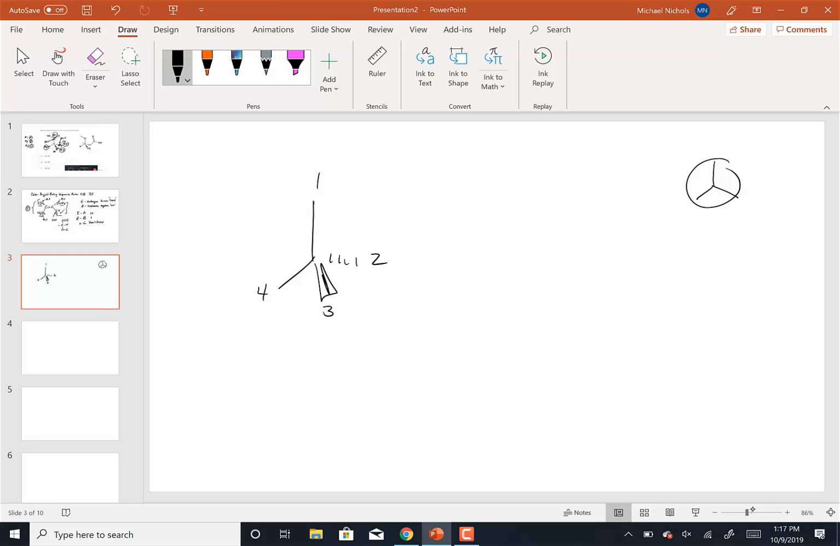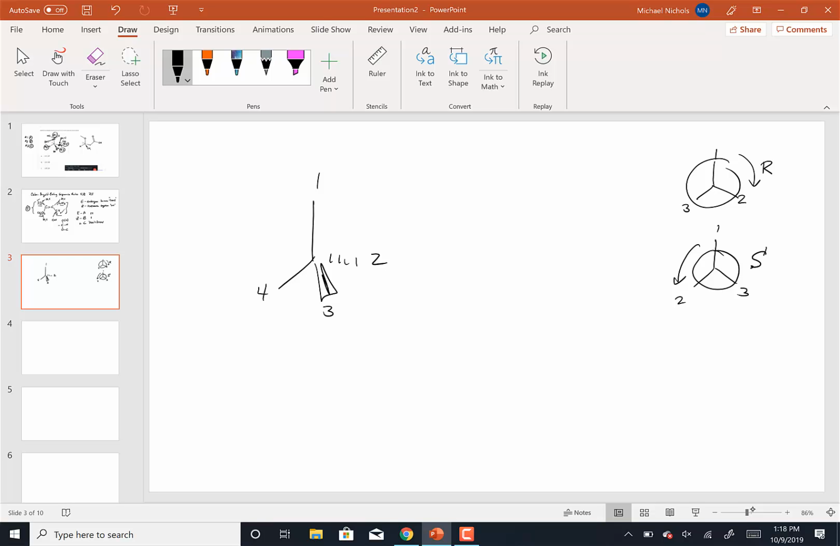But the idea is we point number 4 away from us, so then I'm looking at group 1, 2, and 3. And group 1, 2, and 3 either is clockwise, which is R, or it is counterclockwise, where it would be 1, 2, and 3. Counterclockwise would then be S. Right? If going from number 1 to number 2 to number 3, when 4 is away from you, clockwise R, counterclockwise S. Okay. But we have to put the 4th priority group away from us.